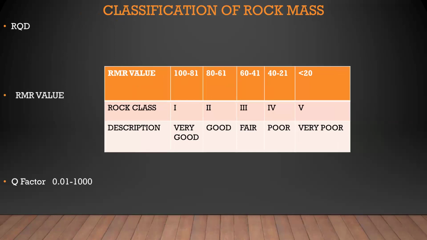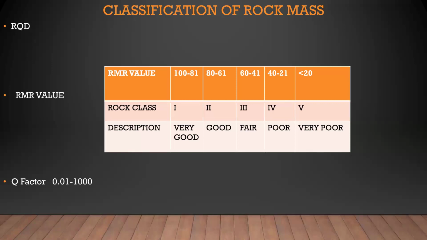Next, classification of rock mass. It can be classified into three categories. One is RQD, another one is RMR value, then Q factor. The RQD is nothing but rock quality designation, to estimate rock mass quality from drill core log. RQD is defined as the percentage of intact core pieces longer than 100 mm in the total length of core.